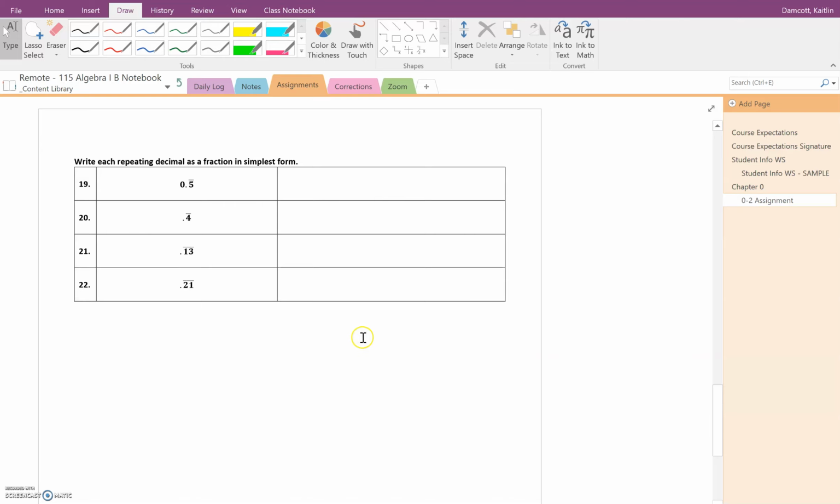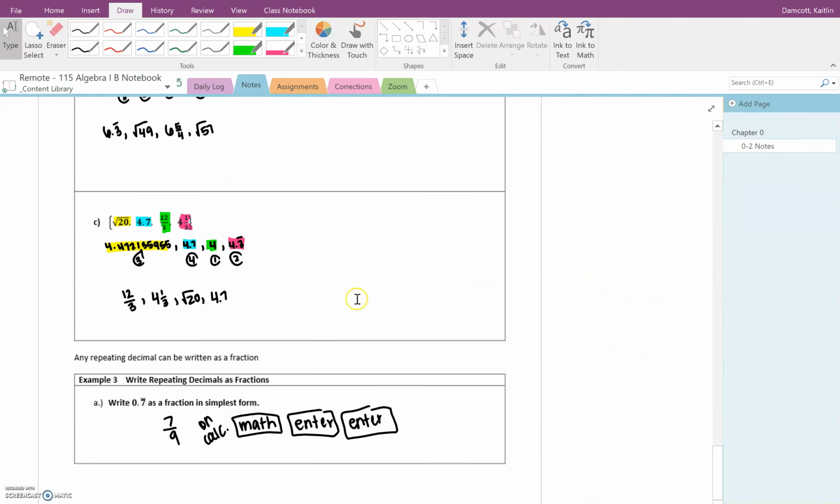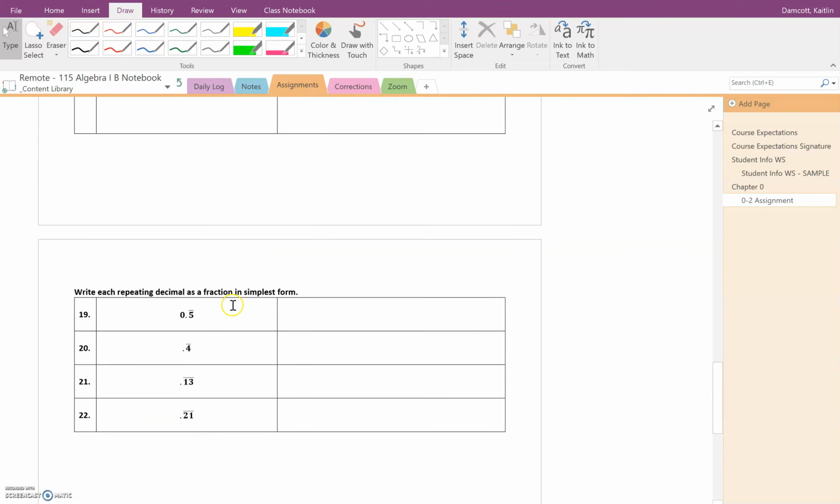All right, we are still on the 0-2 assignment. This is the last set of problems. These questions are like example three from our notes. If you want to, you can look that we use the calculator and we hit math, enter, enter, and it changed our decimal into a fraction. So I'm going to walk you through some problems here.